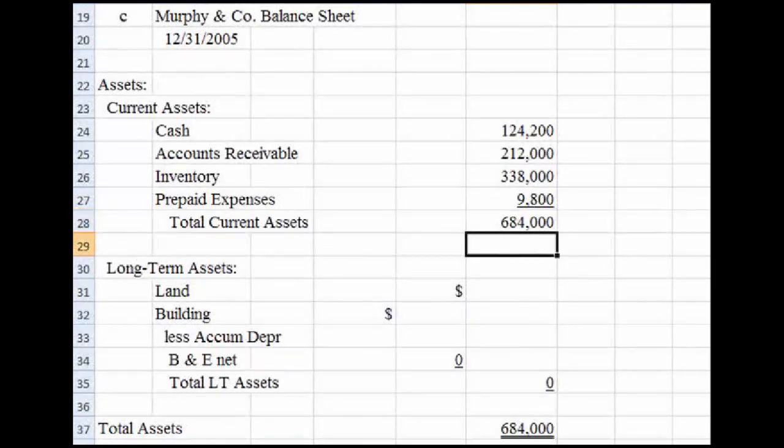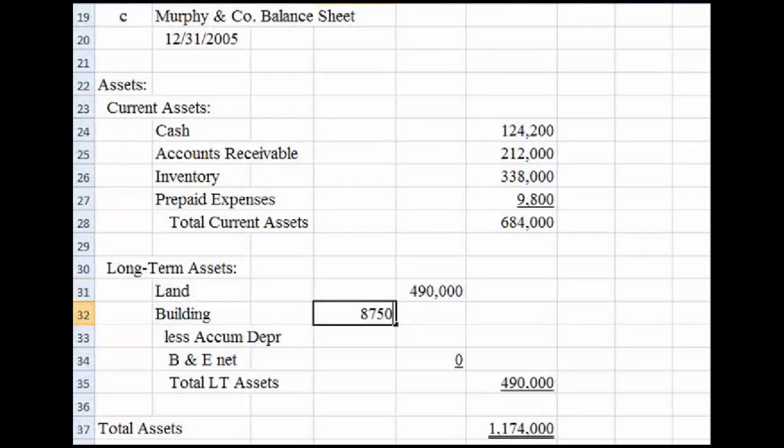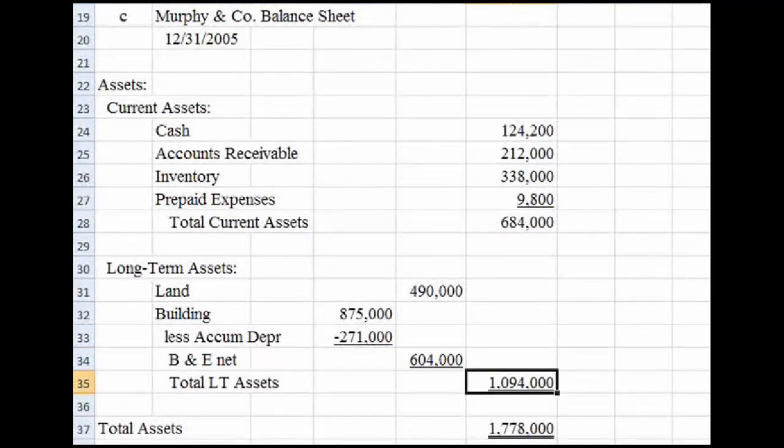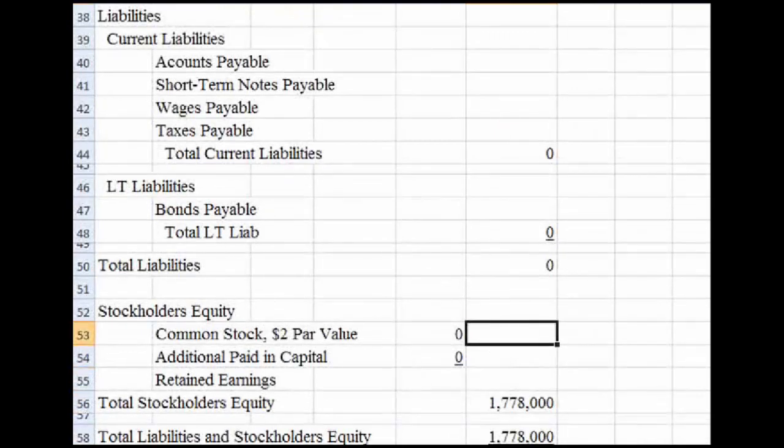Since there is already a subtotal built in there, you see the total current assets of $684,000. Moving down the form, we next look for what's in the land category, and that's a little more than halfway down the list at $490,000. Then up a couple lines to building, and that's $875,000. And right under the building is accumulated depreciation of $271,000. Notice that the $271,000 has to be put in as a minus. That's the way the subtotal has been done. With all the assets in place now, the total long-term assets are $1,094,000 with a total assets of $1,778,000.